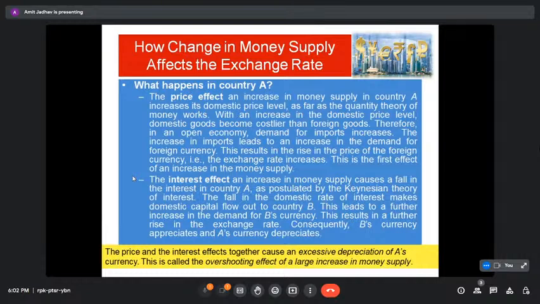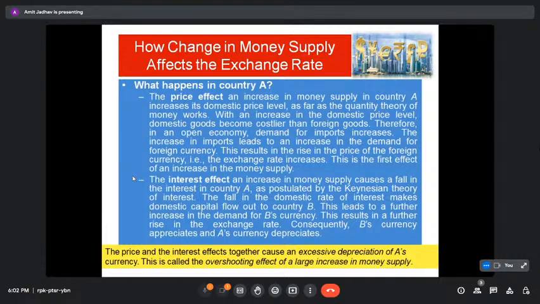Basically, the price effect: an increase in the money supply in country A increases the domestic price level. It will increase the domestic price level because if people are getting more money in their hands, they try to buy more goods and commodities, and in the short term the domestic producers are not able to provide such commodities.